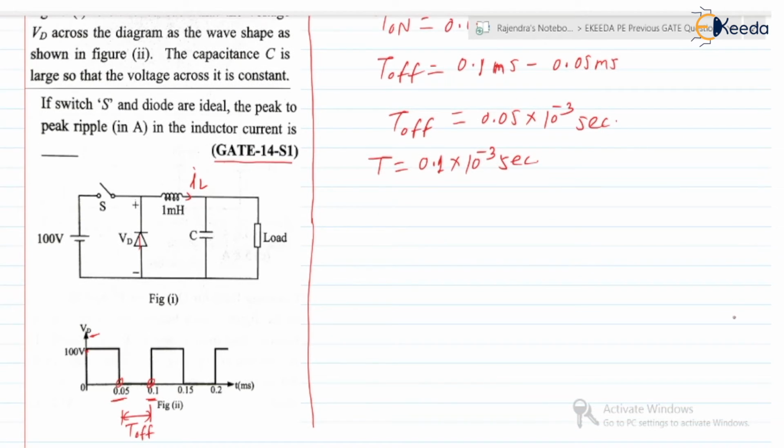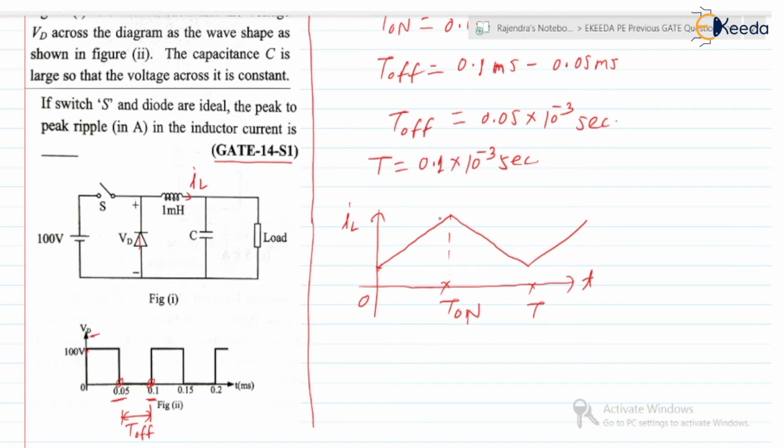If we draw the waveform of IL, it will be like this. During 0 to T on, the inductor stores the energy. From T on to T, the inductor releases the energy. So the IL waveform will be like this. The inductor stores the energy, releases the energy, and again goes on storing the energy. So there is an I max and an I min, and I max minus I min is nothing but delta IL. This indicates the delta IL. Our task is to find delta IL only.